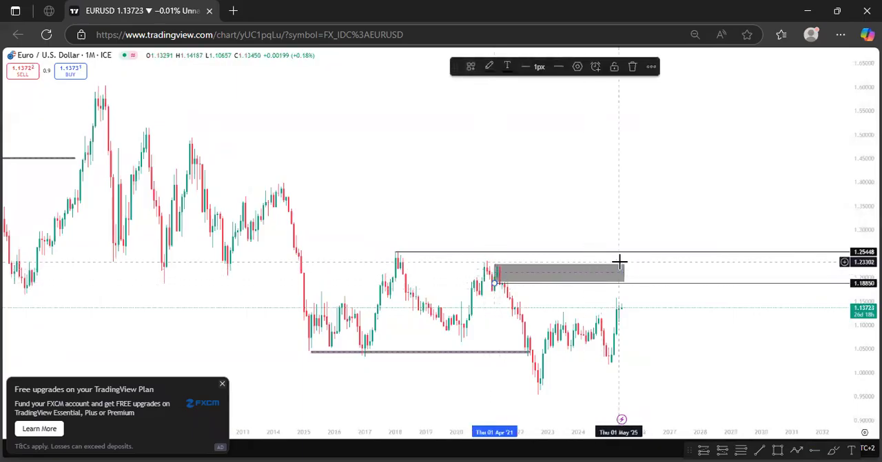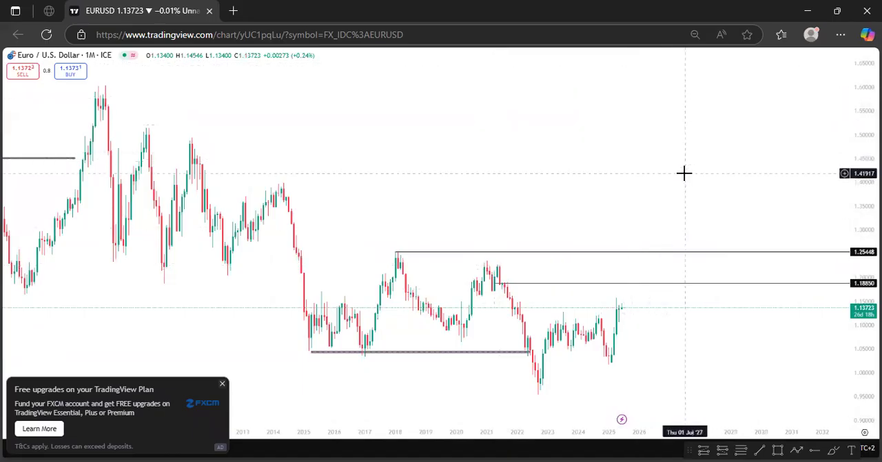So I'm just going to indicate with the line and I'm going to take off this rectangle. Now, the monthly time frame says bullish. When we know that the monthly time frame is bullish, we only look for buy opportunities. And when we know that the monthly time frame is bearish, we only look for sell opportunities.